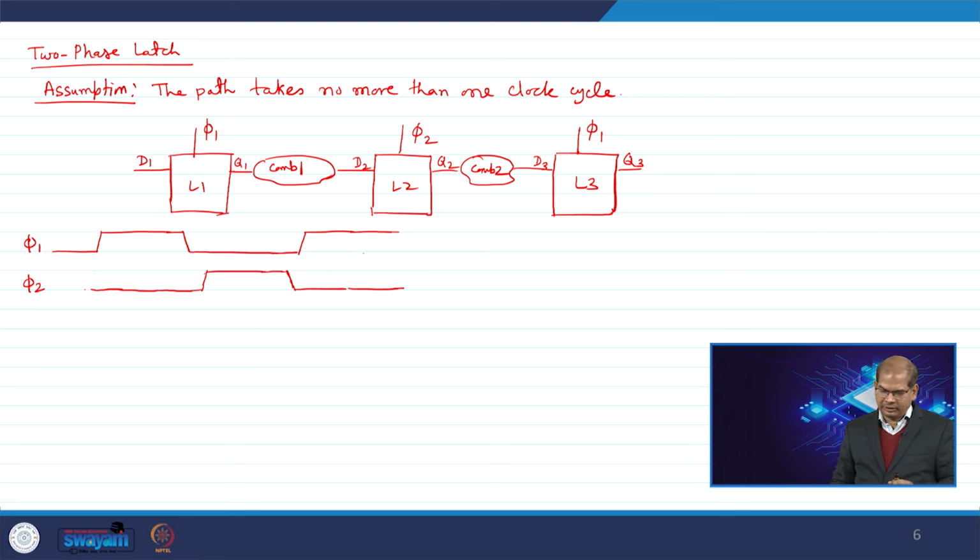Okay. Now, we will see how my data D, basically your clock period is this one, from here till this one is your T clock. Okay. This is your T clock. Okay. Here first we will do the max timing analysis.